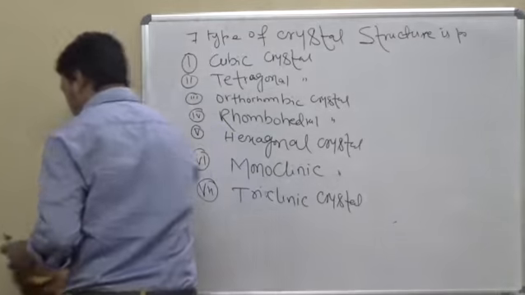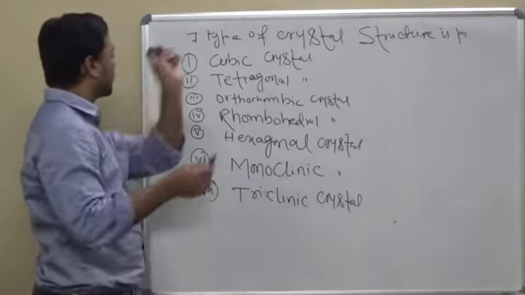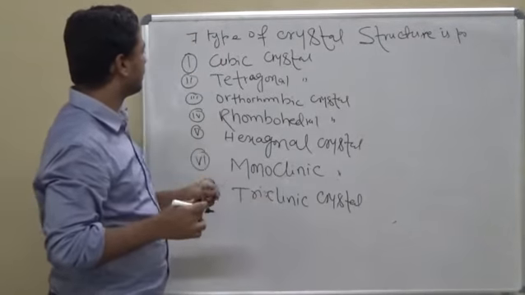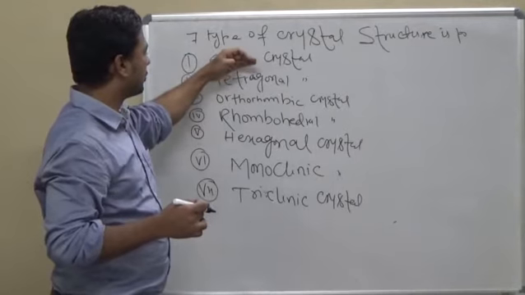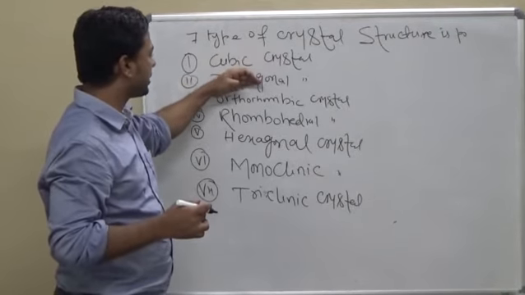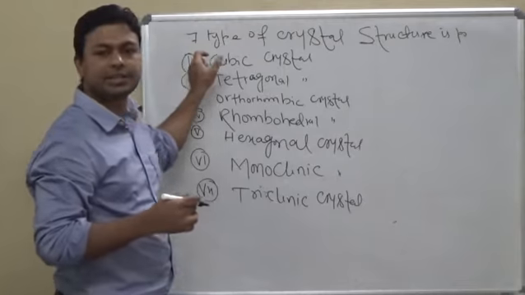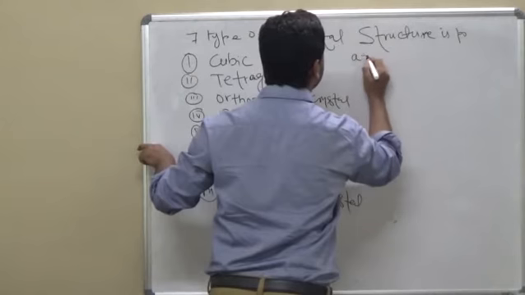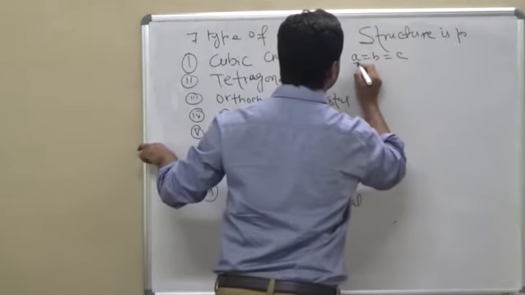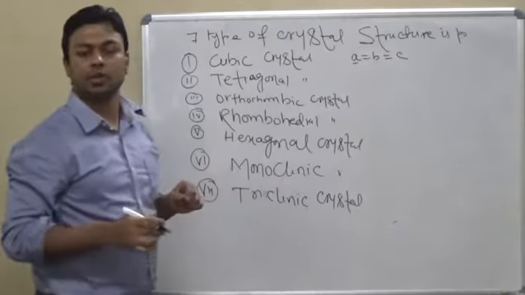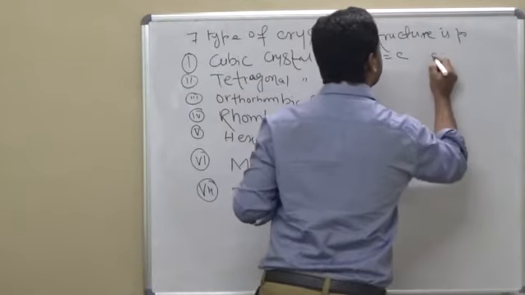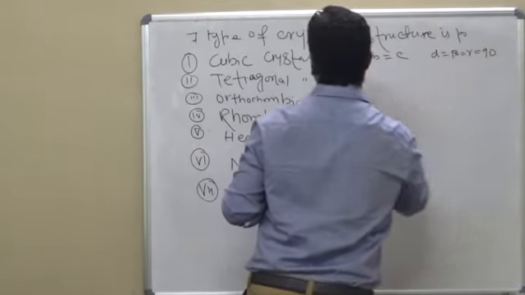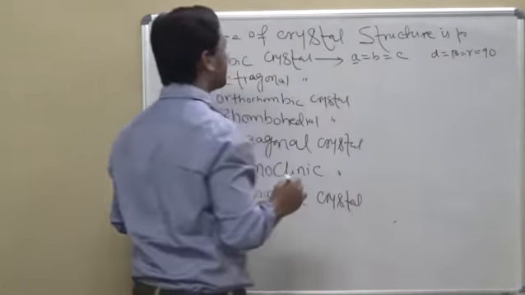So what is the relation here with angles and the length of the sides? Here all sides are equal. A is equal to B is equal to C. This is the side length. All sides are equal, and all angles are 90 degrees in the case of cubic system.